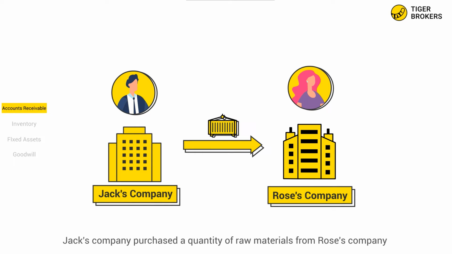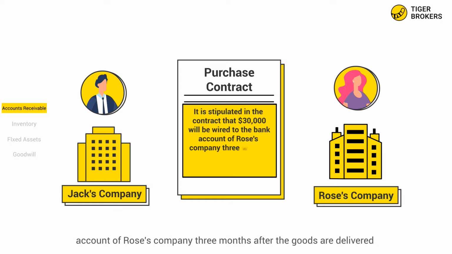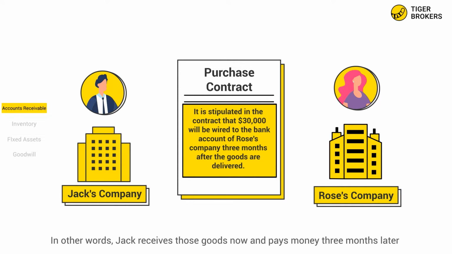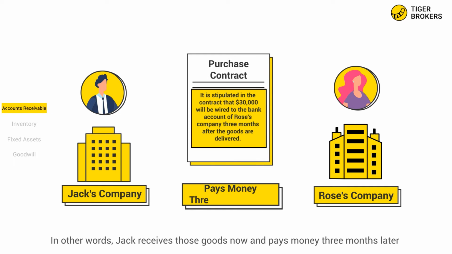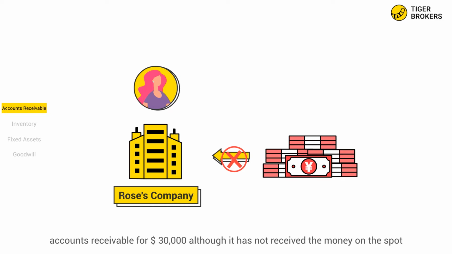Jack's company purchased a quantity of raw materials from Rose's company. It is stipulated in the contract that $30,000 will be wired to the bank account of Rose's company 3 months after the goods are delivered. In other words, Jack received those goods now and pays money 3 months later. Thus, upon sale of the goods, Rose's company will book accounts receivable for $30,000, although it has not received money on the spot.